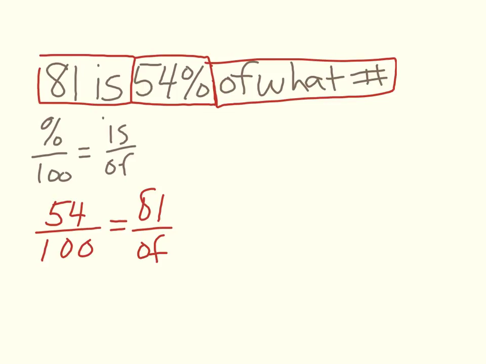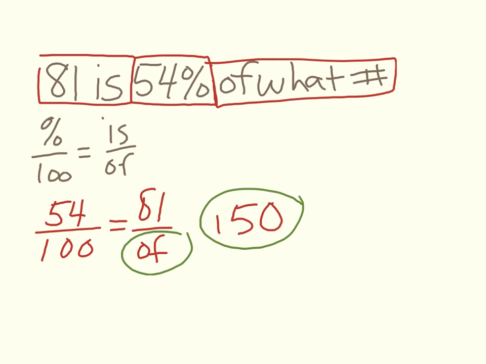So, cross multiply. Divide by the leftover. You should get 150. Does it get a percent sign? No. When the answer comes out here, no percent sign. It's just a plain number answer. To have a percent sign, the answer has to come out over here, remember?